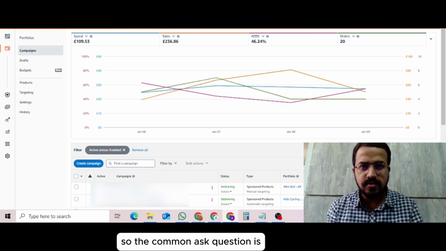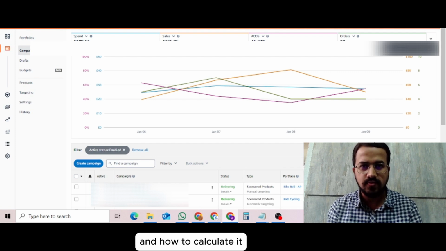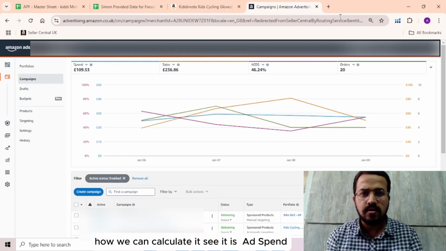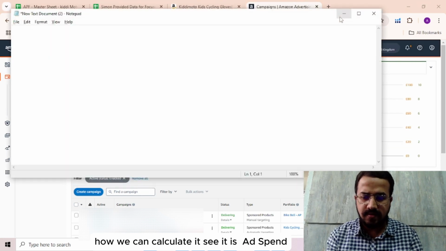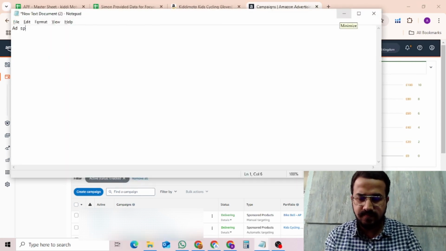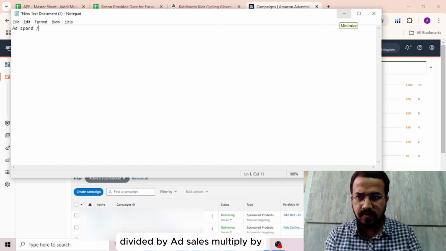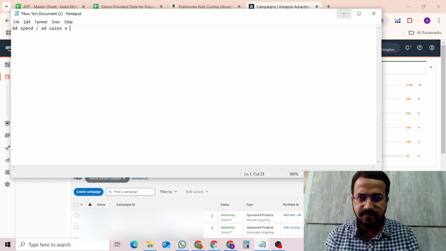So the commonly asked question is, what is advertising cost of sales and how to calculate it? How can we calculate it? See, it is ad spend divided by ad sales, multiplied by 100.